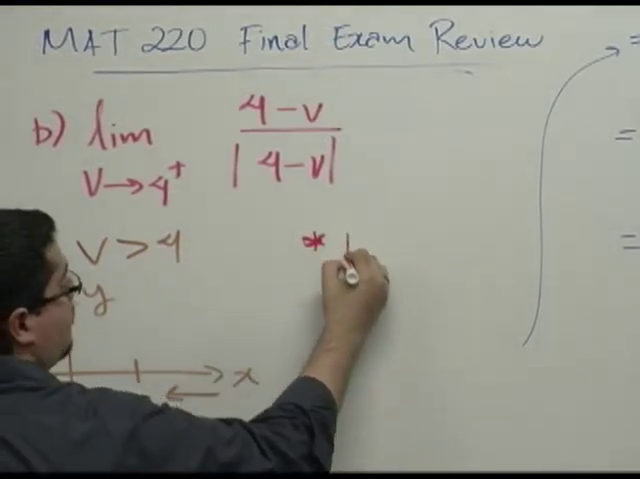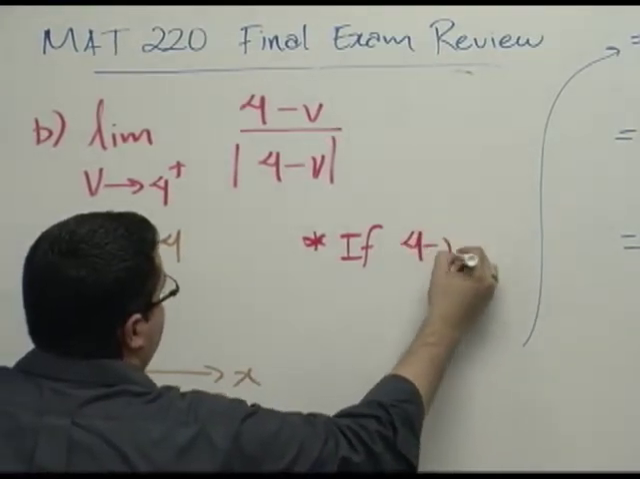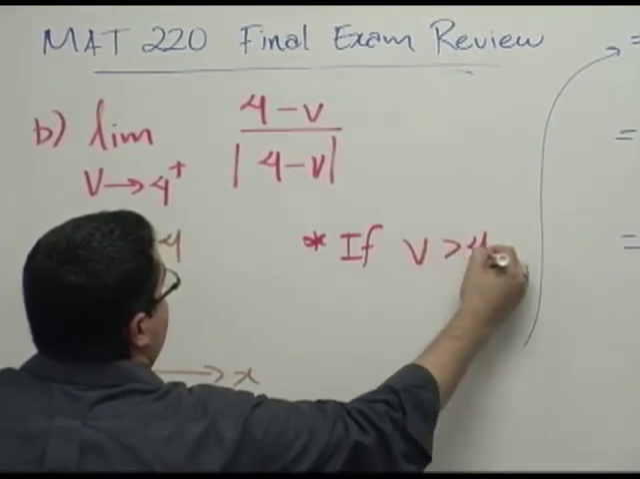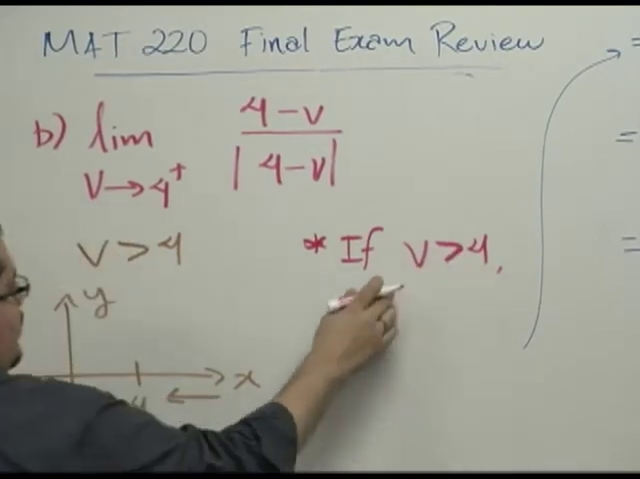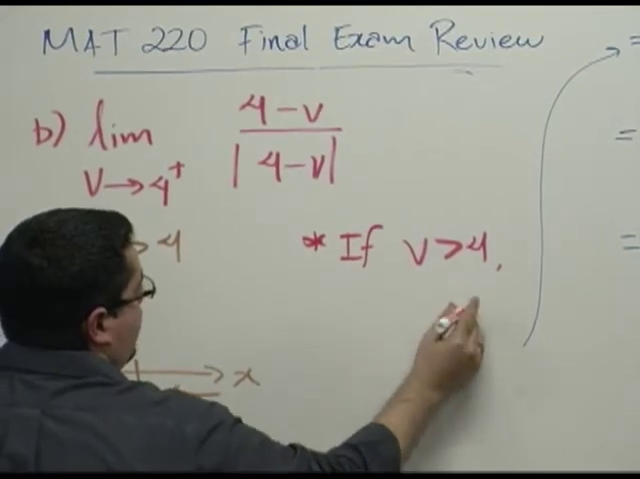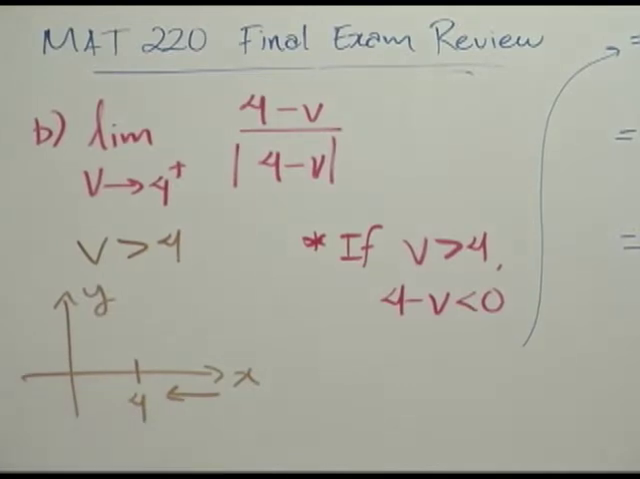Specifically, it should be negative? Careful. If v is bigger than 4, then what was that again? It should be negative, exactly, right? So you can see this by looking at this inequality. If v is bigger than 4, then 4 minus v will be less than 0. Right? In other words, as you're computing this limit, the expression 4 minus v is going to be negative.